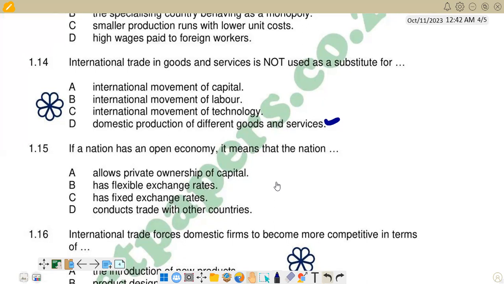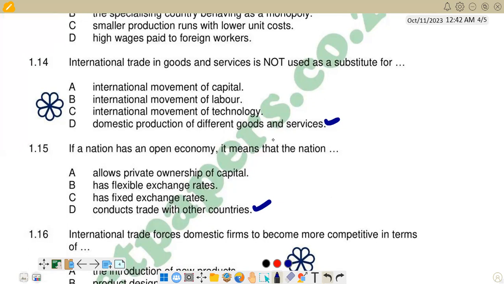Then we've got there is a flexible exchange rate. If it means that the nation has a flexible exchange rate, which is not correct. Yes, fixed exchange rates, which is not appropriate there. Then we go to conduct trade with other countries. That is very correct, because we are saying this economy is interacting with other countries, so it's conducting trade with other countries. So that's the basic in terms of an open economy. So this one becomes the most appropriate there.